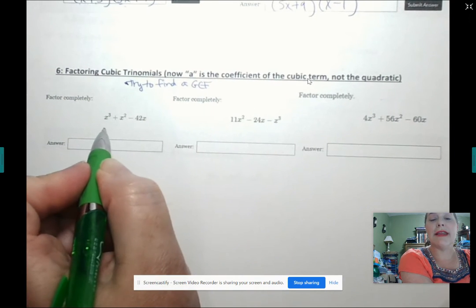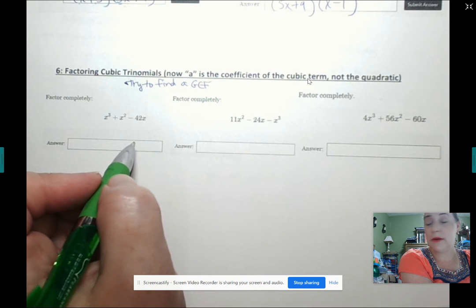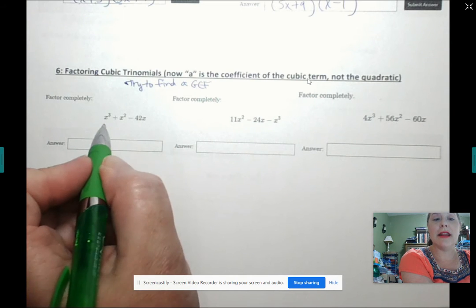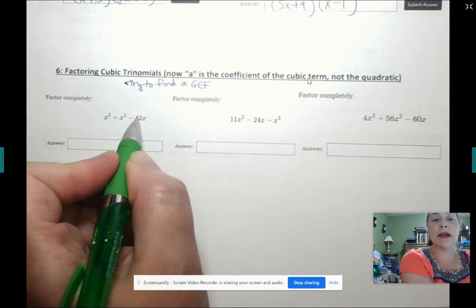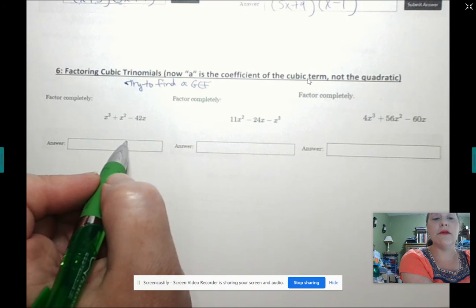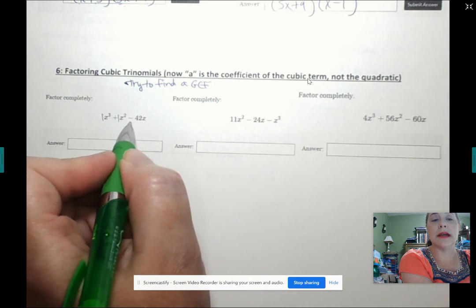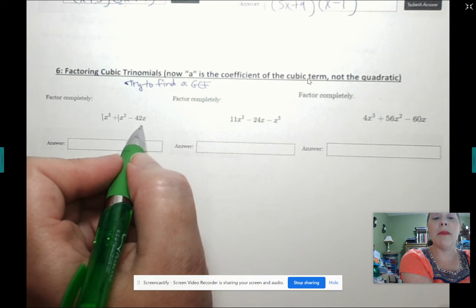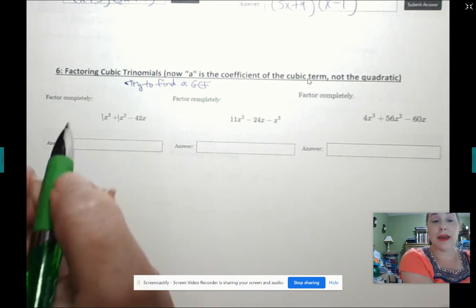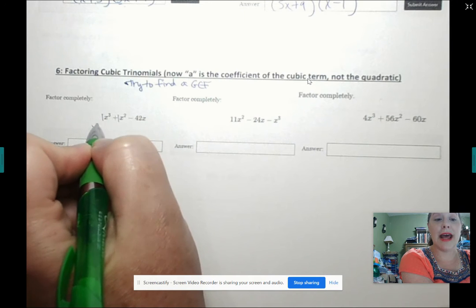Now, if you look at these, they need to be in standard form before you even attempt to take out a GCF. This one is. This is in descending order of power, so that's standard form. There are no numbers that this 1x to the third, this 1x squared, and this minus 42x have in common. Is there a variable that they all have in common? I see that they all have an x.